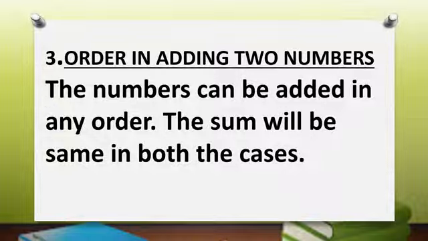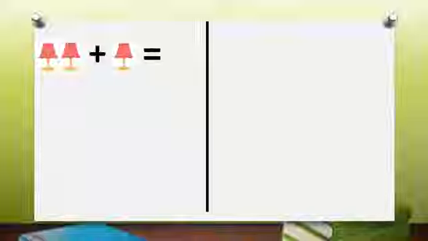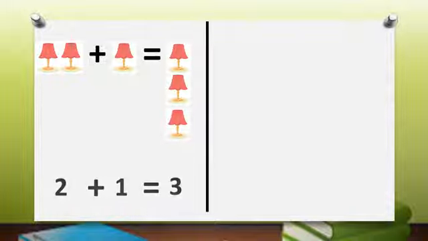The third property of addition is the order in adding two numbers. The numbers can be added in any order. The sum will be the same in both the cases. Now let's have a look at some examples. In this example, there are 2 lamps plus 1 more lamp, which is equal to, now let's count the lamps all together. So 1, 2, 3. So there are 3 lamps. So 2 plus 1 is equal to 3.